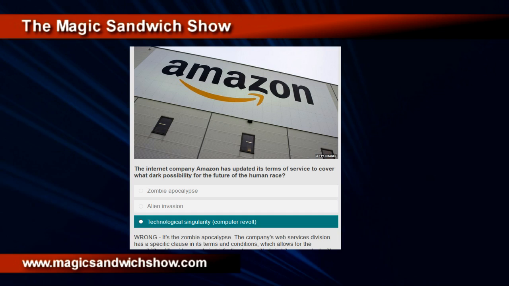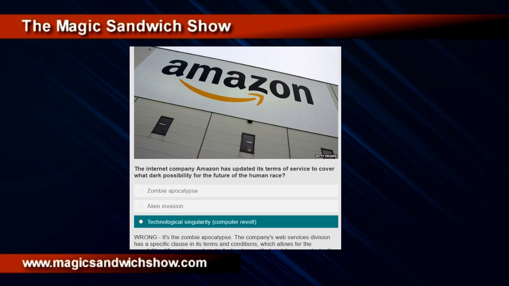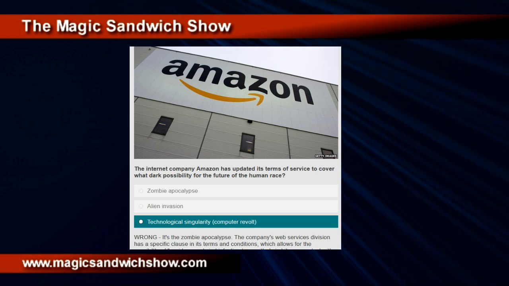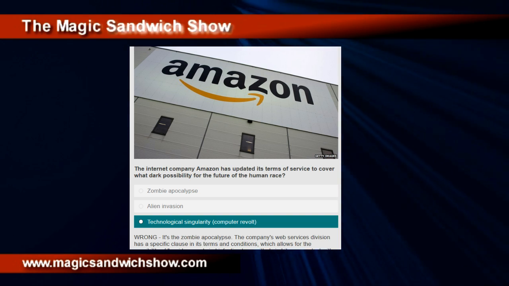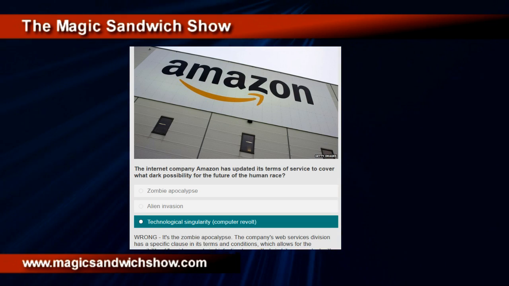The company's Civil Service Division has a specific clause in its terms and conditions which allows for the possibility of a widespread viral infection transmitted via bites or contact with bodily fluids that cause human corpses to reanimate and seek to consume living human flesh, blood, brain, or nerve tissue.